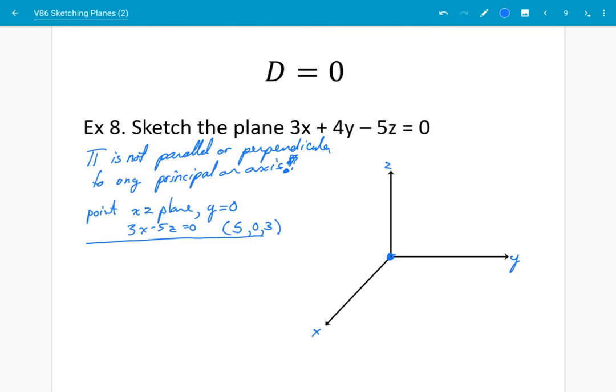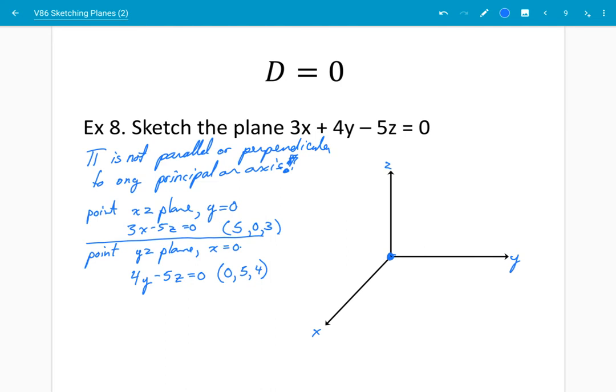I'll also do a point on the, and you get to choose. In this case, I think it's maybe easier to do one on the YZ plane. You have to try it out till you get a feel for it, maybe. X is equal to 0. So now our equation is 4y minus 5z is equal to 0. That means the point is 0, 4 and 5, so 20, right? So 5 and 4 are part of this plane. Now, what do we do with that?